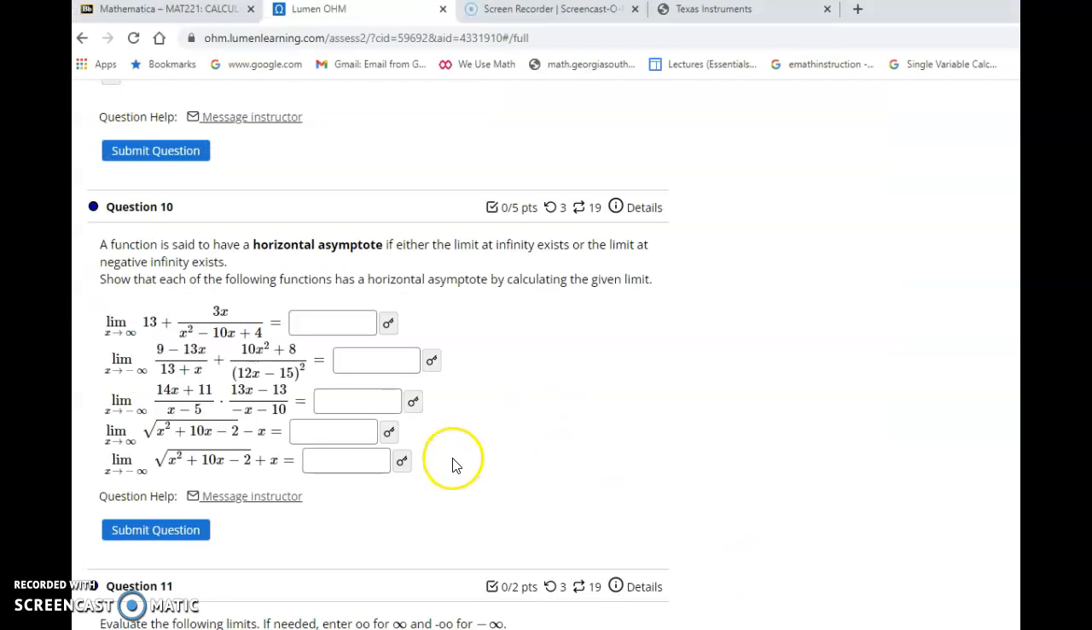Let's go into Lumen and see what the answer is here. And there's our answer. So you can see how you can use this to help you with your homework.